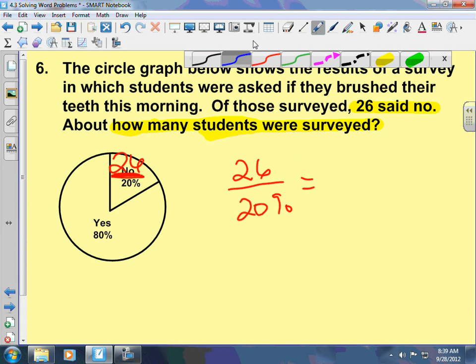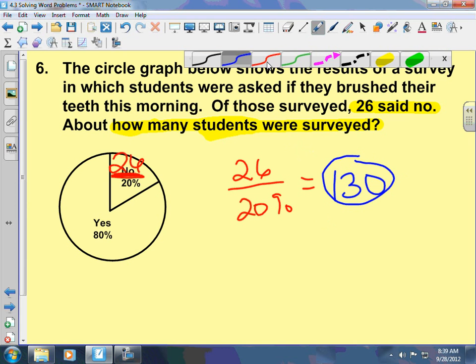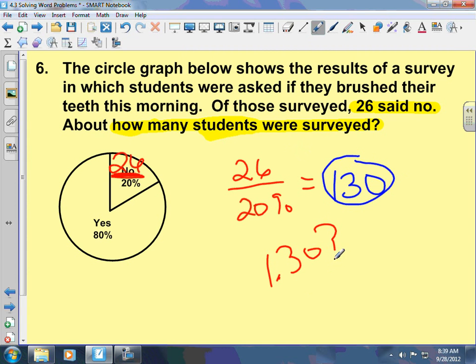26 divided by 20. Do not forget your percent. Hit equals. It tells you 130. If you got 1.3, that means you didn't put your percent sign. And that doesn't make any sense, because this is how many people were surveyed. 130 people were surveyed. So let's see, does 1.3 make sense? 1.30, does that make sense?